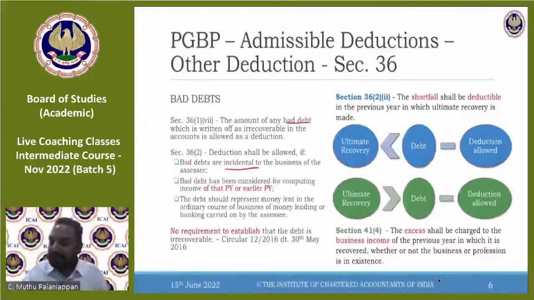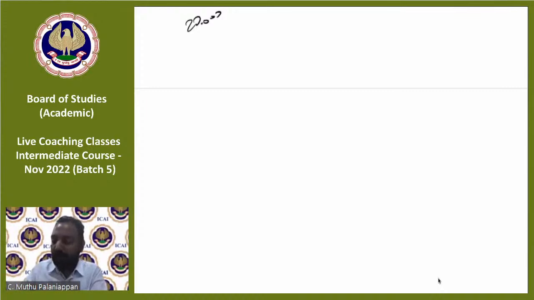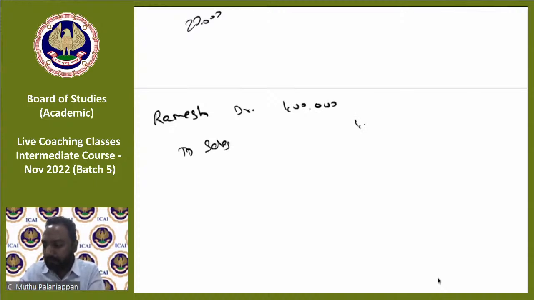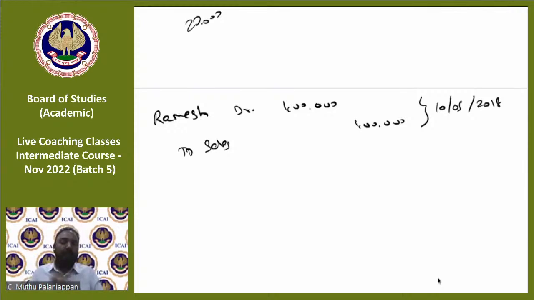Now, the bad debt has been considered for computing income of that previous year or an earlier previous year. What do you mean by that? Typically, what do you mean by bad debt? I'll speak a little bit of accounting. When you're booking, let's call it Ramesh, Ramesh debit to sales, I'll write 1 lakh. The date, I'll keep as 10th May 2018.